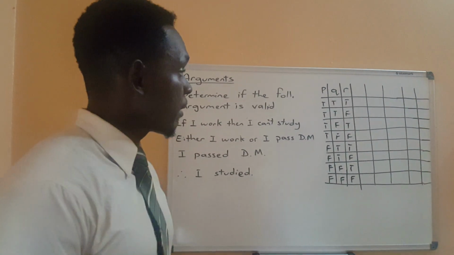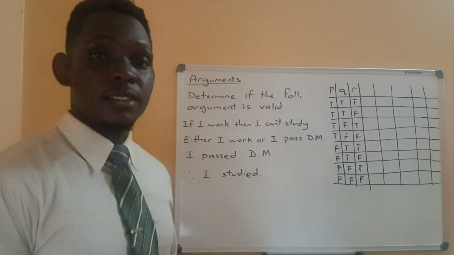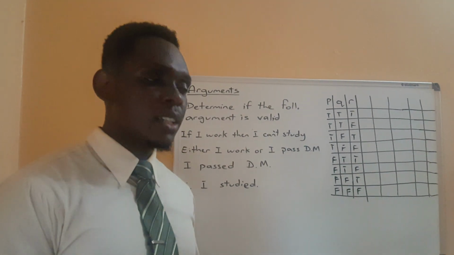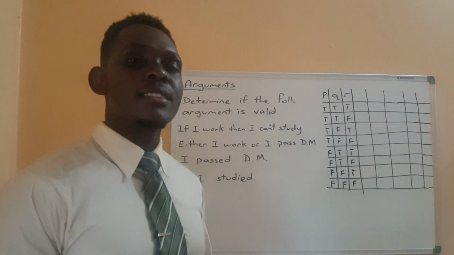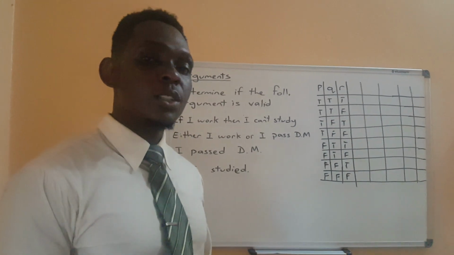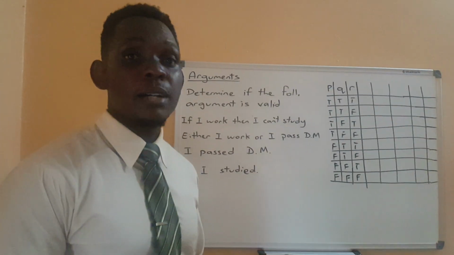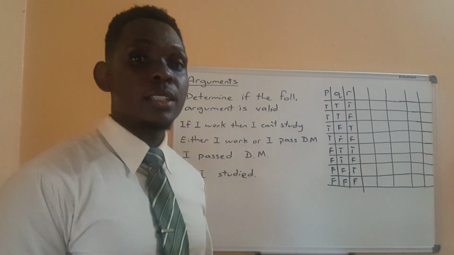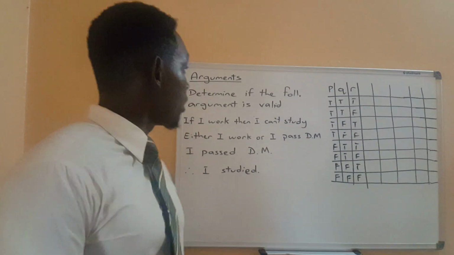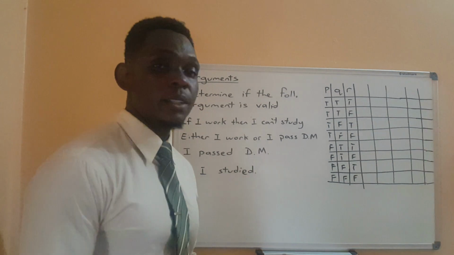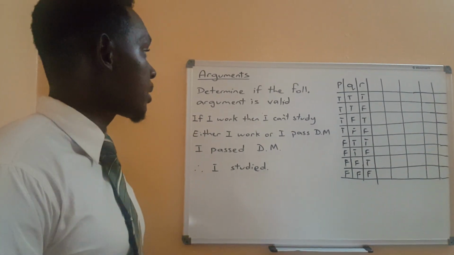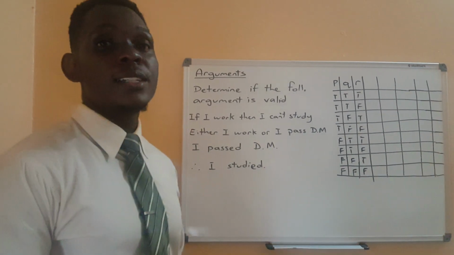Hi, in this video we'll be looking at arguments. In discrete mathematics, an argument is a sequence of propositions known as the premise followed by another proposition that is known as the conclusion. Now, in this video we're going to determine when an argument is said to be valid.